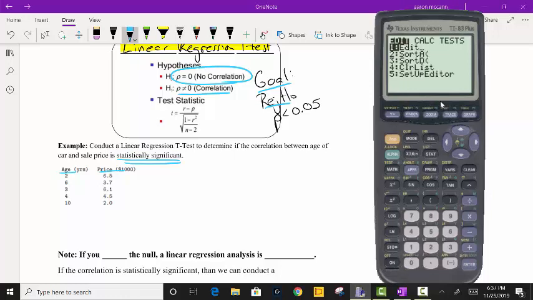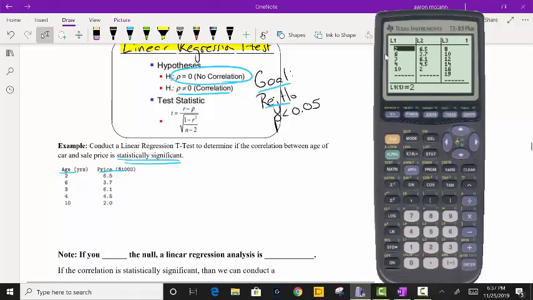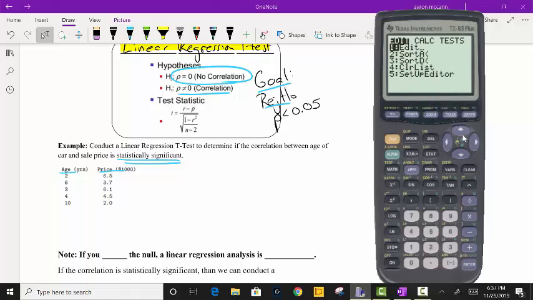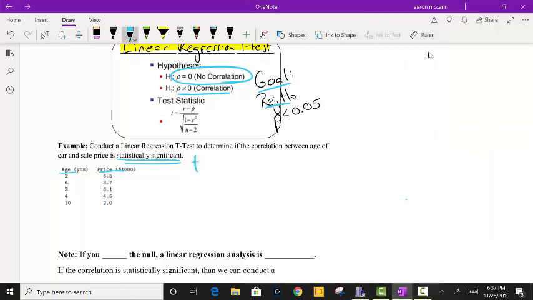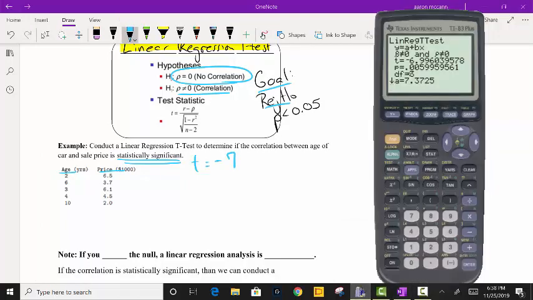Now I will just go ahead and show this to you guys. I already have this data inputted into my list 1 and my list 2. So then I can go to stats, over to test, up to linear regression t-test, and then my X list is list 1, Y list is list 2. I always want this set to not equal to 0 to do a two-tailed test, and we hit calculate. Among a bunch of other things it gives us, the main thing is that t is about -7, and if we look at the p-value right here, the p-value is 0.006.